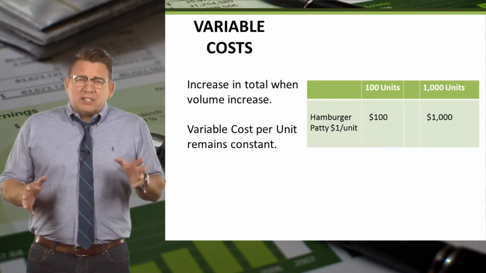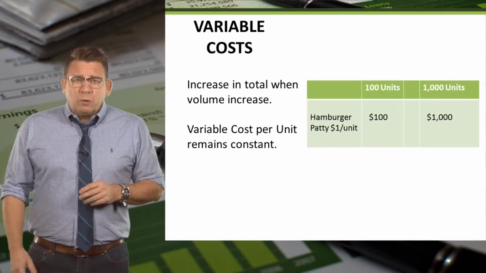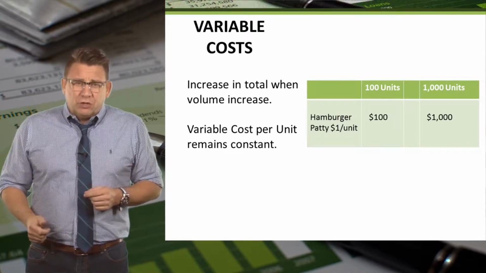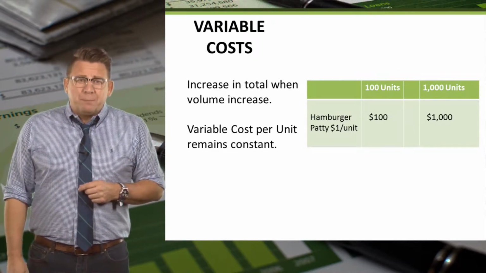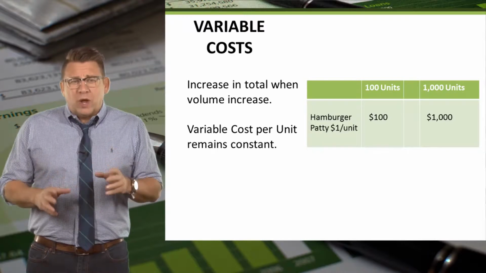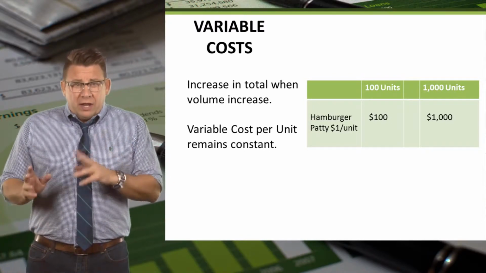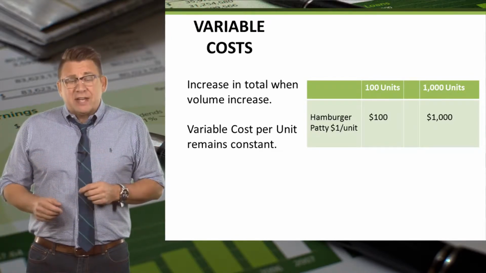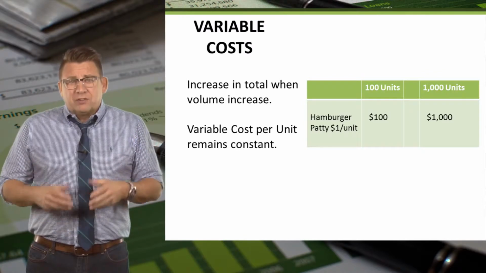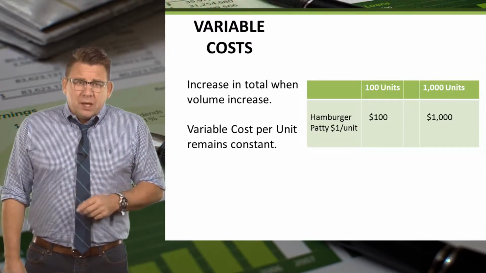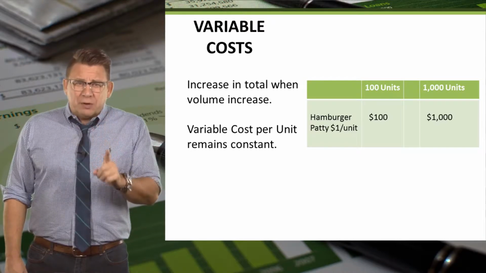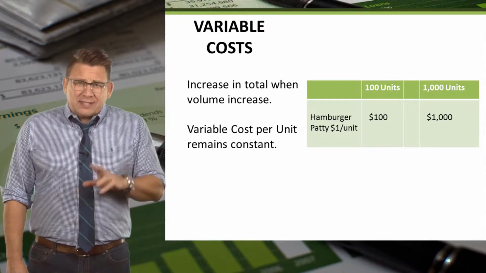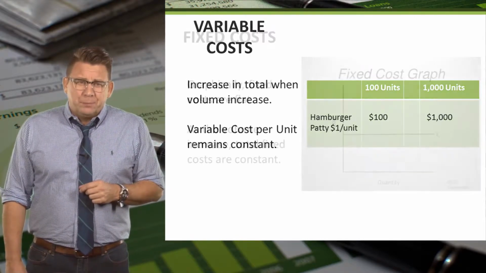For example, McDonald's has many variable costs. One would be the cost of hamburger patties. As more hamburgers are sold, more patties are used, so the cost of hamburger patties goes up. Let's say the cost per patty is $1. Sell one hamburger, hamburger patty cost is $1. Sell 10 hamburgers, hamburger patty cost is now $10. Sell 100 hamburgers, the cost is now $100. But the cost per patty has remained consistent at $1 per patty. That's the big idea you should take away from this example.